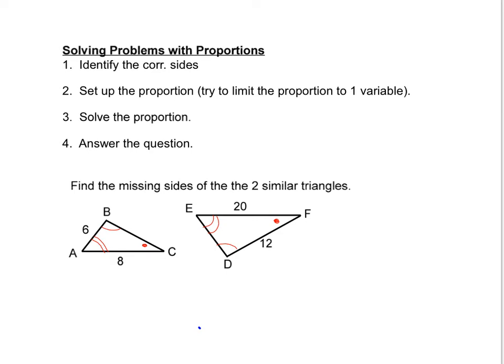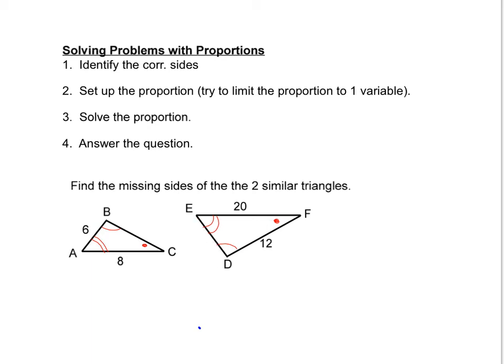Okay, let's take a look at this one. So when we're trying to solve more problems with proportions, your steps are to identify the corresponding sides, set up the proportion. If you can limit it to one variable, do it. Solve the proportion, and of course, answer the question. Find the missing sides if the two triangles are similar. Okay, we got to find the missing sides. So in other words, we got to find BC right here, and we got to find ED right here.